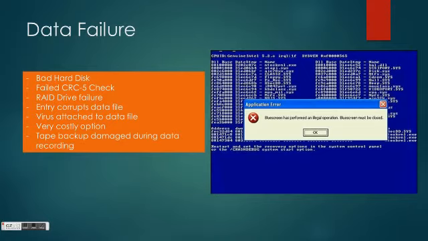Also, some of the older backup systems use tape backup. If that tape becomes demagnetized, your data's lost. There's no recovering it, or it's very garbled at best.